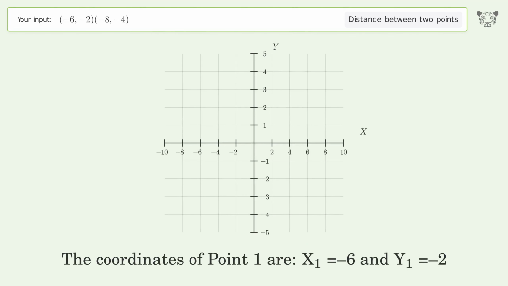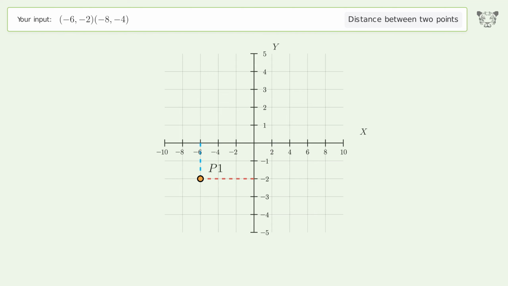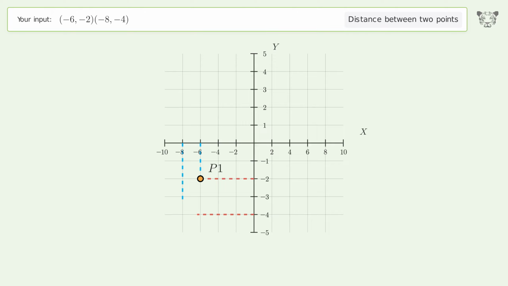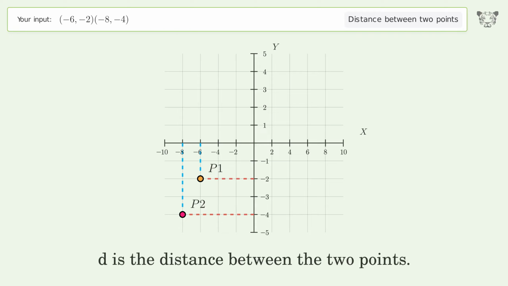The coordinates of point 1 are x1 equals -6 and y1 equals -2. The coordinates of point 2 are x2 equals -8 and y2 equals -4. D is the distance between the 2 points.